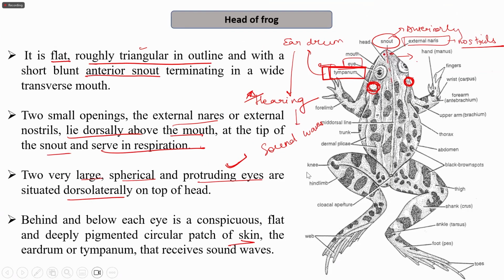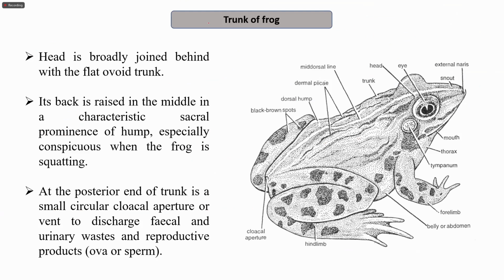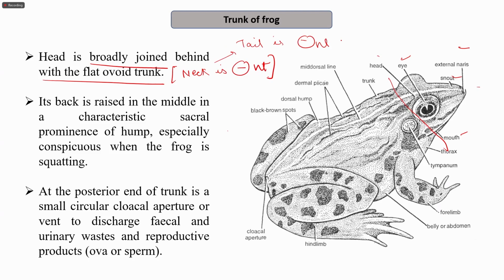Now we'll talk about the trunk of the frog. The head is broadly joined behind with the flat ovoid trunk. You can see here that the head is joined with the flat ovoid trunk. The eye, external nares, snout, mouth, etc. are part of the head, and the remaining body is the trunk. Neck is absent. Also, tail is absent. So neck and tail are absent.